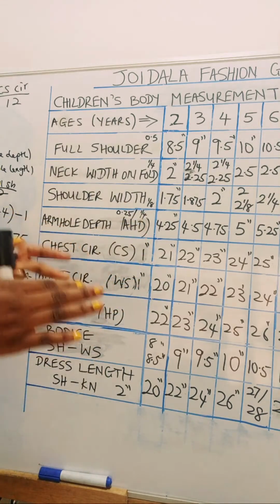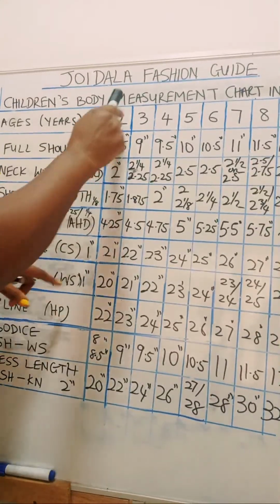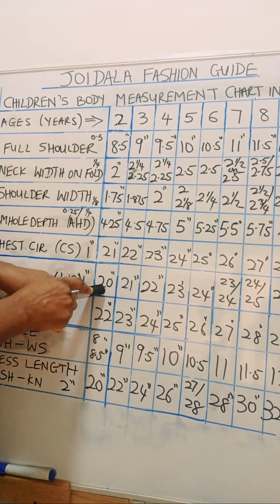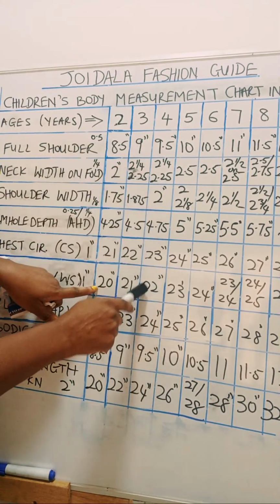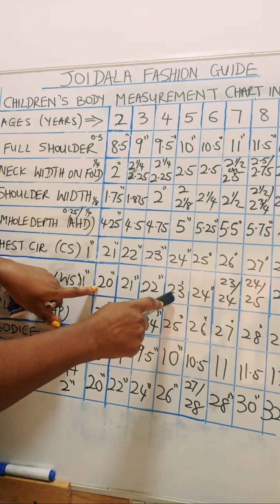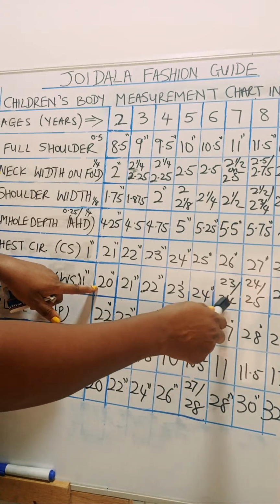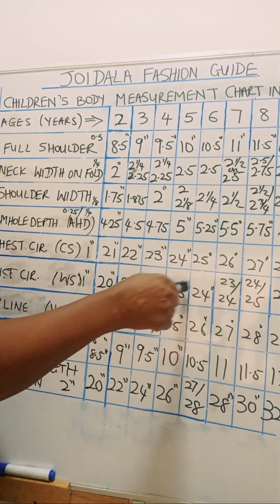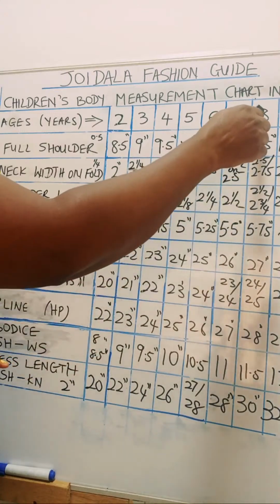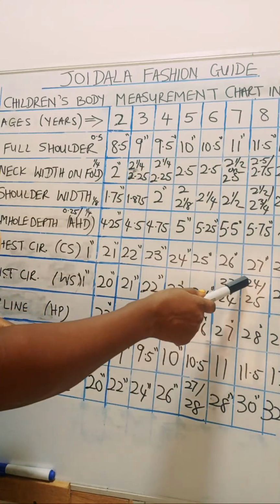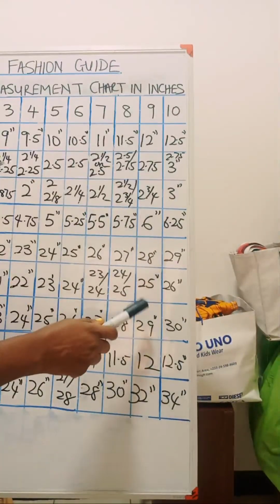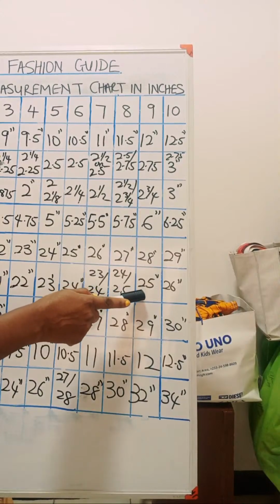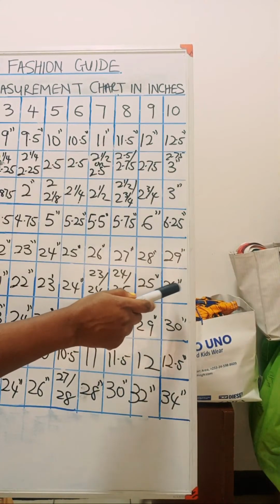Okay? And then for the waist circumference, the same thing applies until it gets to a certain age. You find out that there is a change. For the waist circumference, a 2 years old waist circumference is 20. 3 years, 21. 4 years, 22. 5 years, 23. 6 years, 24. At age 7, you now see the waist measurement fluctuating between 23 and 24. And then for age 8, you see it fluctuating between 24 and 25 inches. And then for a 9 years old, the waist circumference will be around 25 inches. And then for a 10 years old, 26 inches.